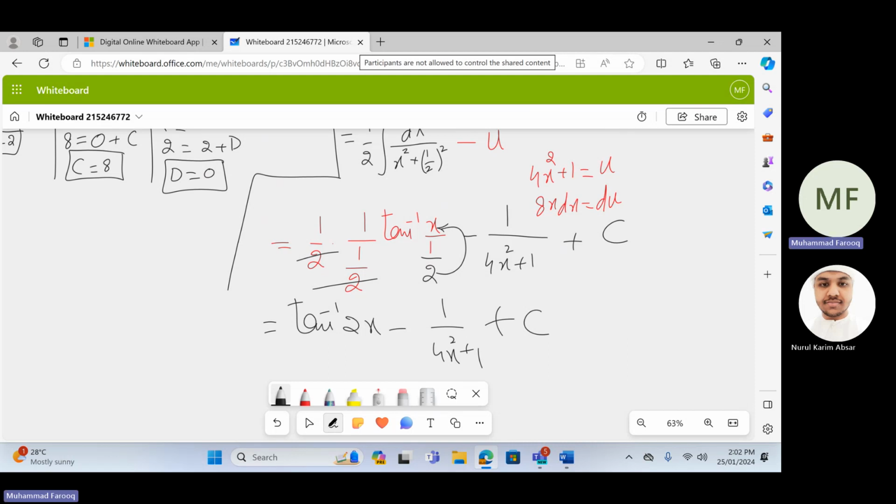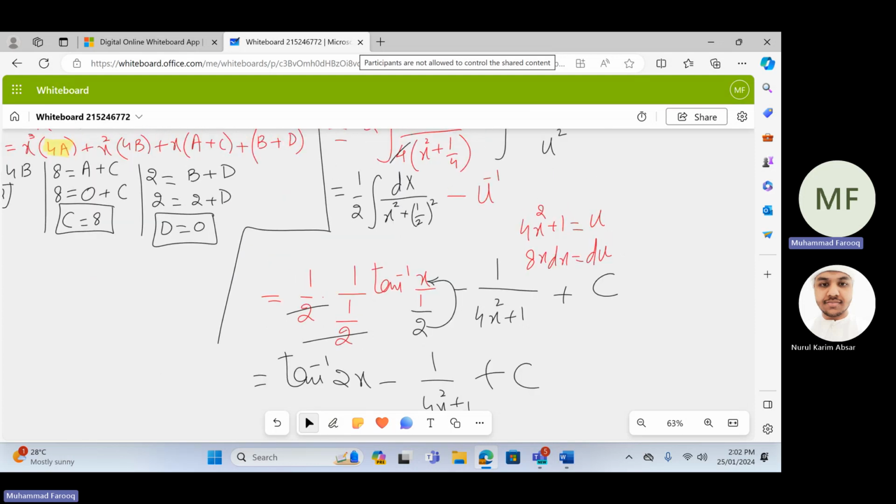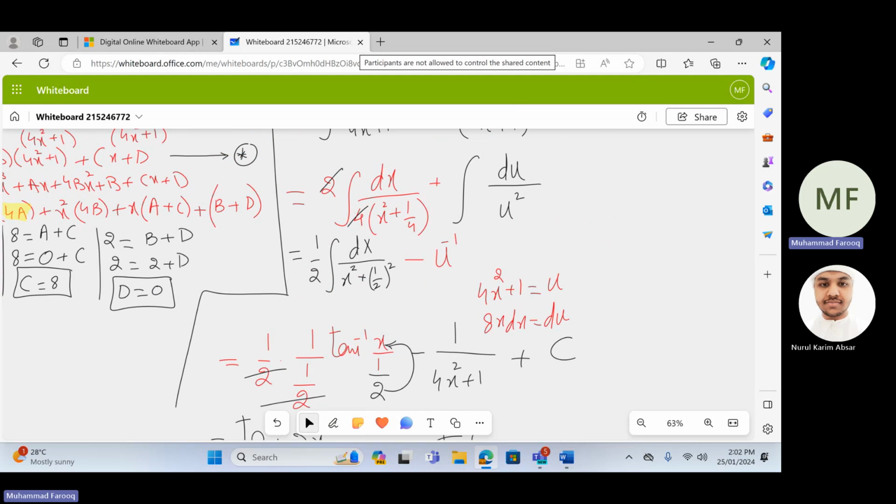Doctor, can you please repeat how it became minus u power minus 1? Yes, actually integrate this one, please. For integration, you have to take it up. Now use power n plus 1, divide by n plus 1, please.